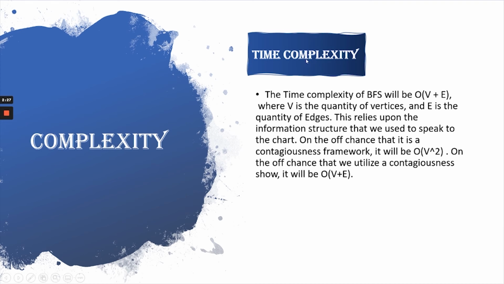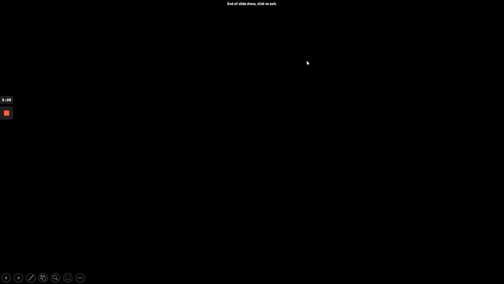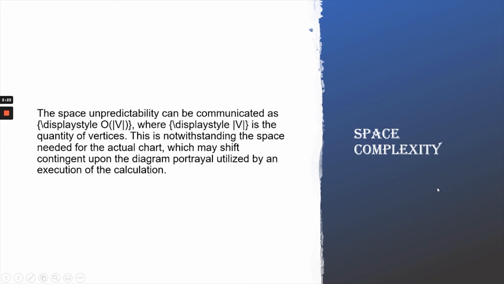Now let's move to our last slide, which is space complexity. When the number of vertices in the graph is known ahead of time and additional data structures are used to determine which vertices have already been added to the queue, the space complexity can be expressed as O(V), where V is the number of vertices. This is in addition to the space required for the graph itself, which may depend on the graph representation used by an implementation of the algorithm.